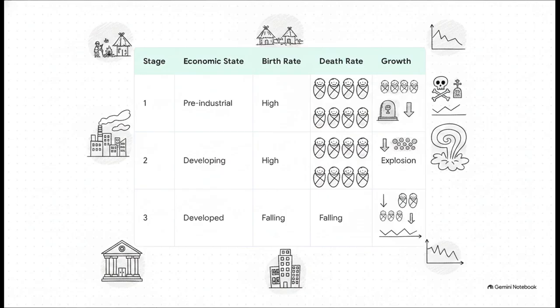These are fully developed countries with high education and urbanization, which naturally leads to low birth and death rates, giving you a stable population again. But stage 2? Stage 2 is the volatile danger zone. This is the developing stage.